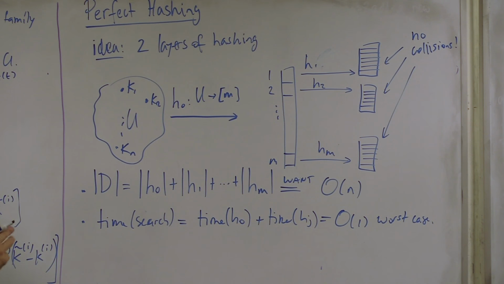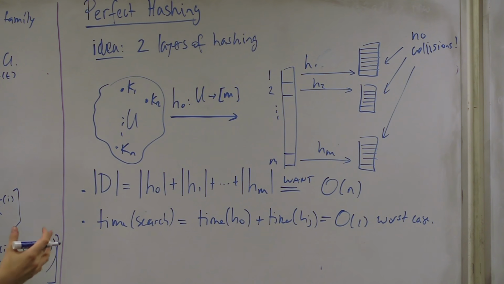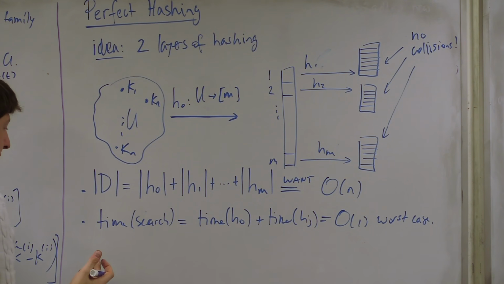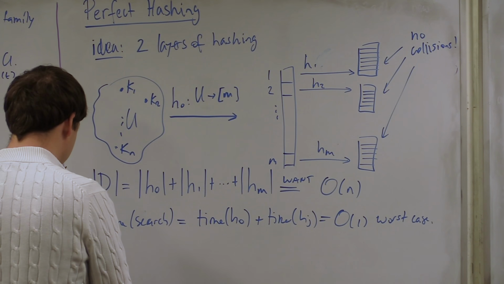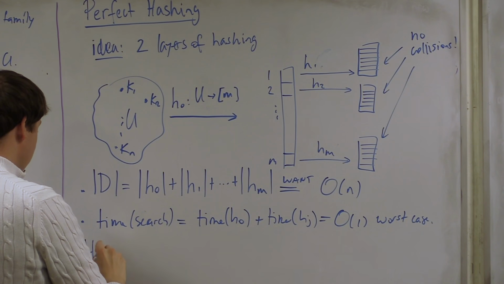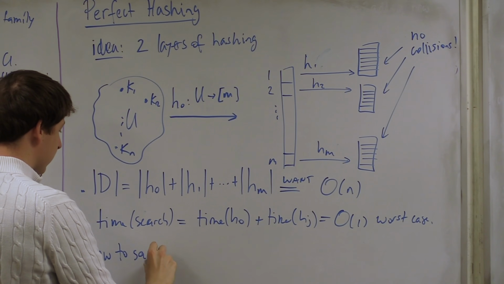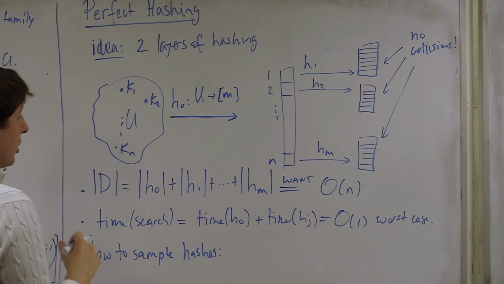So really, we are only left to demonstrate that such a data structure can actually be built to begin with. So let's specify how we're going to construct it. We're going to construct it probabilistically. So in polynomial time, we'll be able to construct this in expectation. Now we're going to specify how to sample the hashes. Okay, because once we have the hashes, we have the data structure.